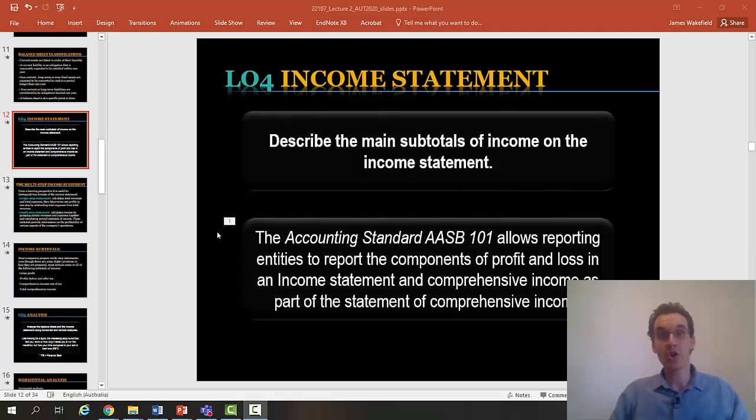So let's have a look at learning objective number 4, the income statement. Last week we looked at a basic income statement, and you constructed a basic income statement through looking at revenues and deducting all expenses to give you a net profit. And this is required by the accounting standard AASB, which stands for the Australian Accounting Standards Board 101, which requires entities to report on their income statement.